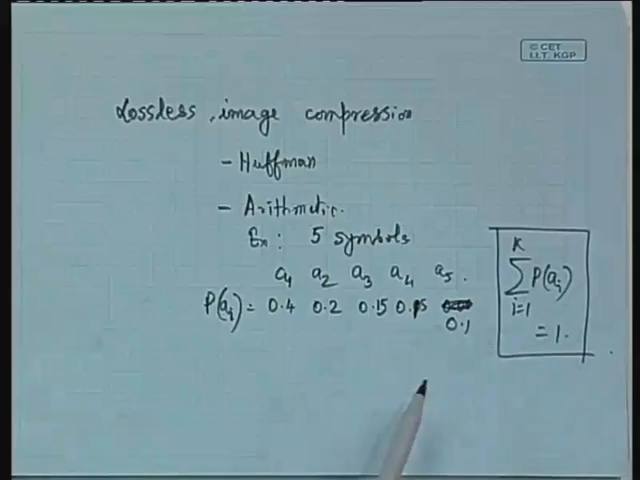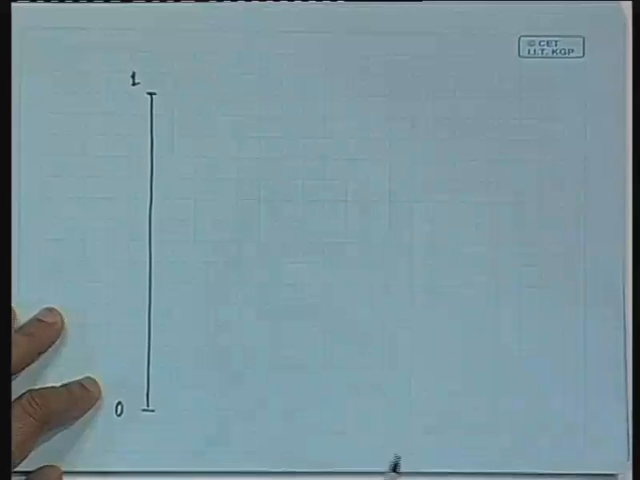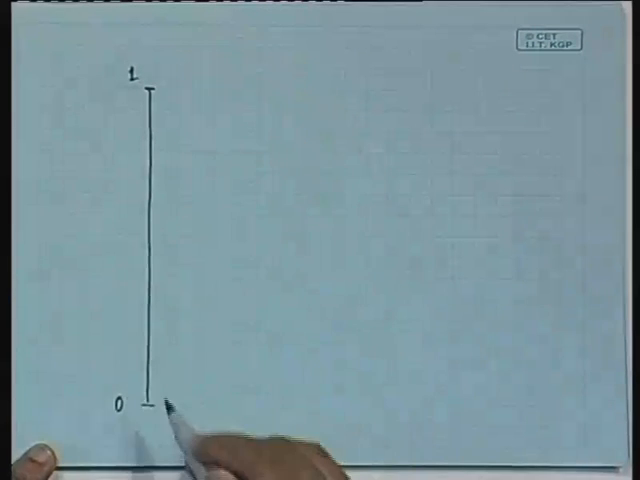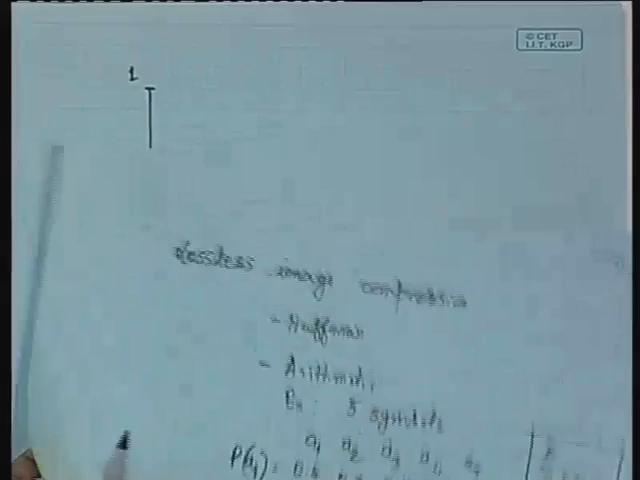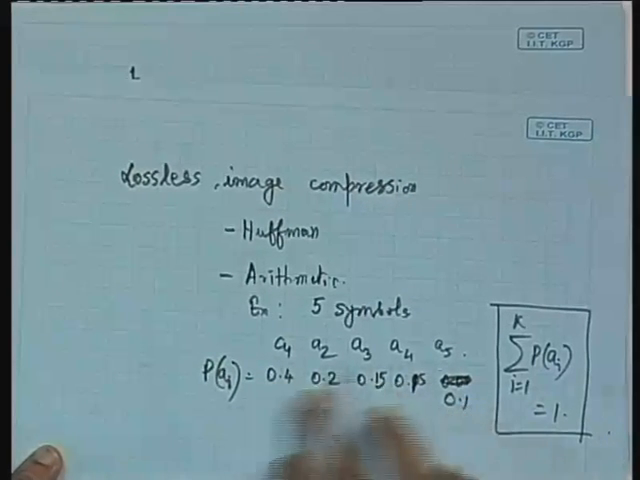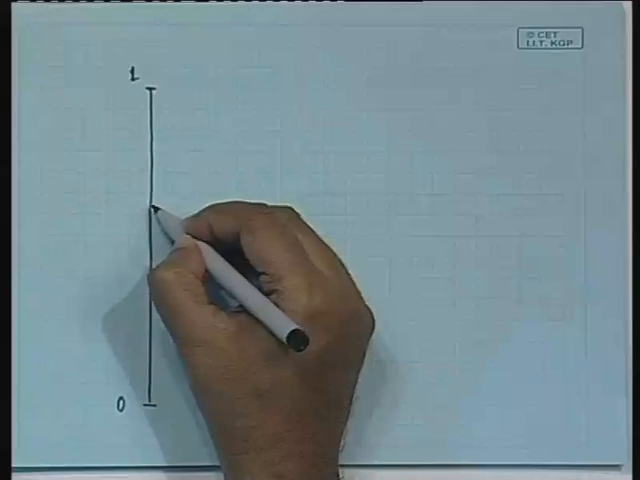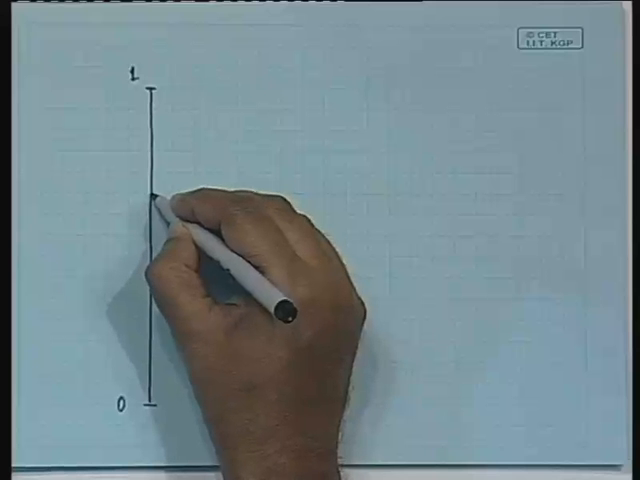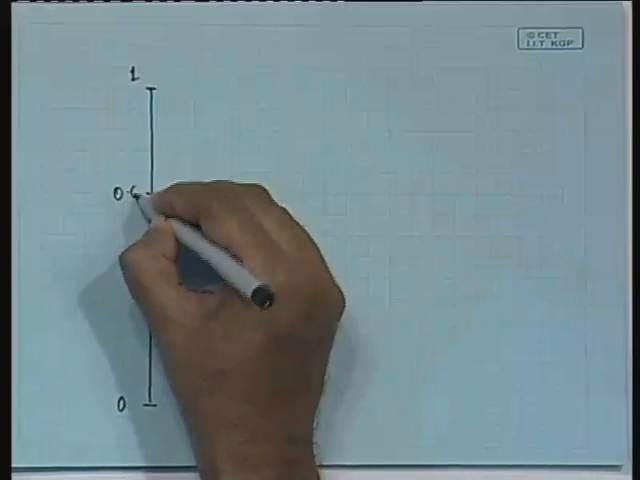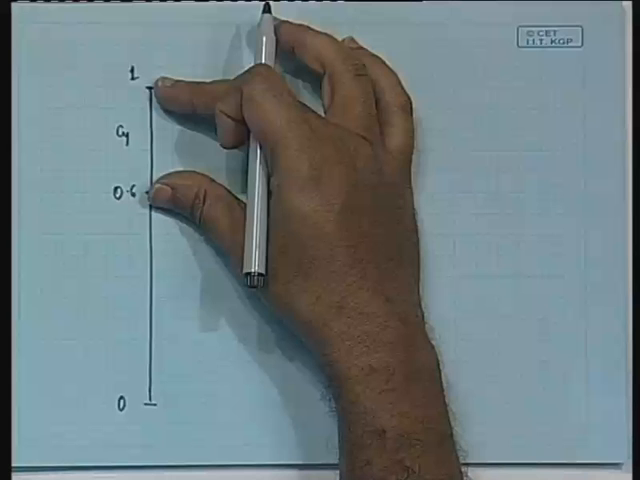We have all these probability values, which we are going to represent on a number line. Say here we represent 0 and here we represent 1. Now we subdivide this number line into 5 parts, and the lengths of those 5 parts will be proportional to their probability values. So 0.4 is for A1. We cut out 40% of the length. Between 0.6 and 1, this we can call A1.